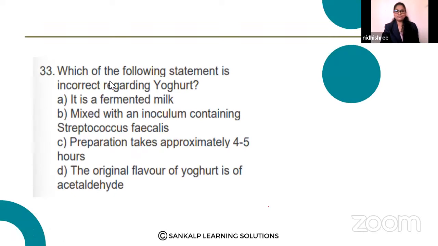33rd question, which of the following statements is incorrect regarding yogurt? Option A, it is a fermented milk. Option B, mixed with an inoculant containing Streptococcus fecalis, then pickles. Option C, preparation takes approximately 4 to 5 hours. Option D, the original flavor of yogurt is of acetaldehyde.